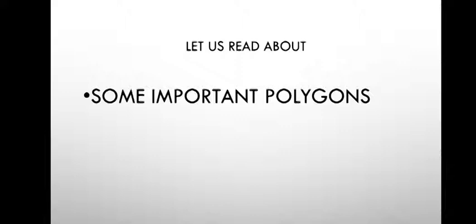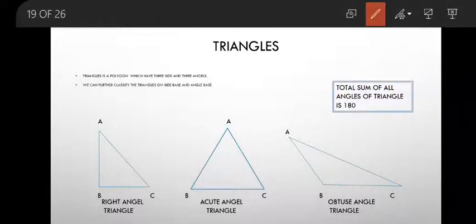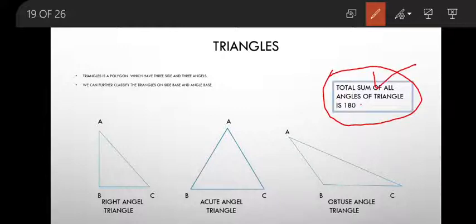Let us read about some important polygons. Okay. Triangle. The first important polygon is the triangle. A triangle is a polygon which has 3 sides and 3 angles. We can further classify triangles on the basis of sides and angles. The total sum of all angles of a triangle is 180 degrees. This is the important note. The total sum of all angles of a triangle is 180 degrees.